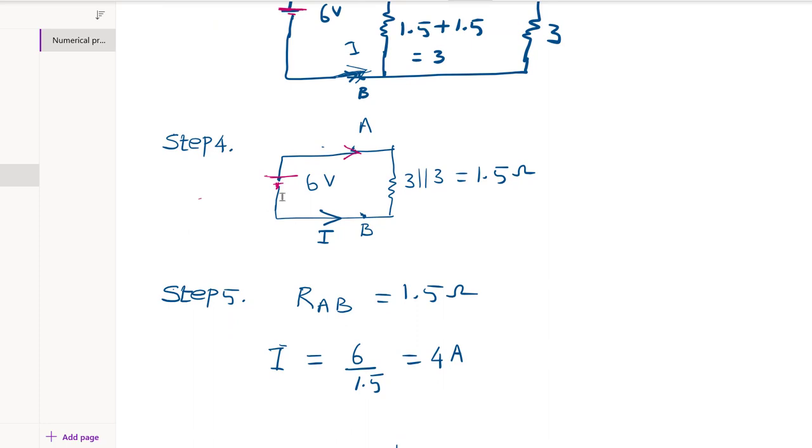Then what is the current supplied by the source? We know Ohm's law, that is V is equal to IR, or I is equal to V by R. So I is equal to V, that is the supply voltage, 6, divided by resistance, 1.5. Once we simplify it, we get 4 amperes.